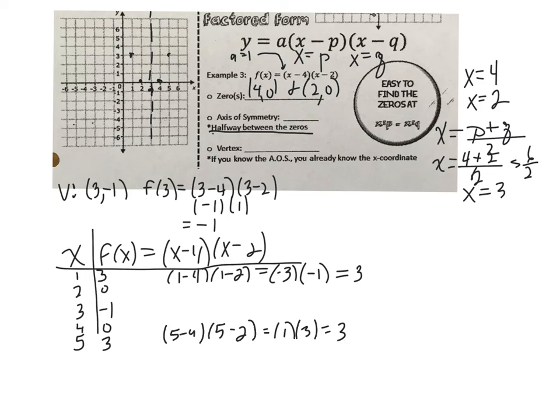And if you want to know the y-intercept, which is another point that you could find, that would be me plugging 0 in the place of x and solving for y. So I'm just going to do that. 0 minus 4 times 0 minus 2. I get negative 4 times negative 2 is positive 8. So when x is 0, y is 8.